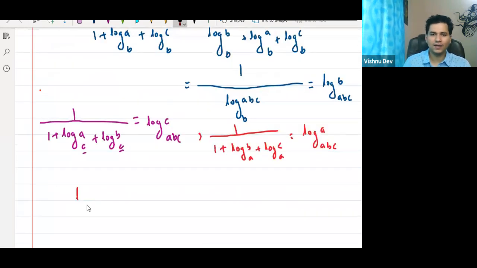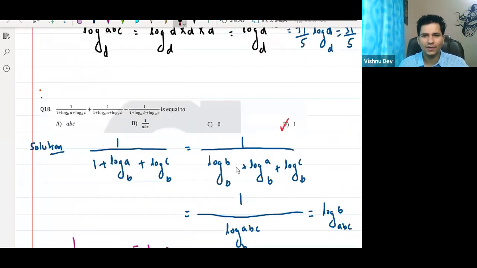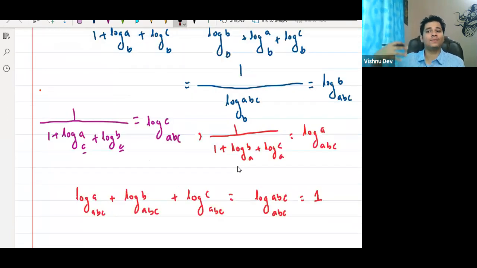Now the question is log A base ABC plus log B base ABC plus log C base ABC. So what is the answer? Which property now will we be using? Property 1. So it is log ABC base ABC. So the answer is 1. Easy. Now you understood? Are you finding it interesting? See how the concepts are linked. We are just using the concepts and the properties.